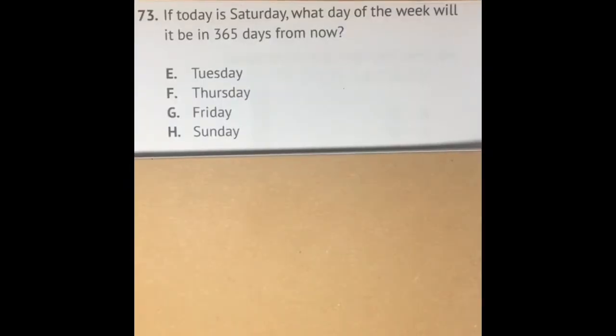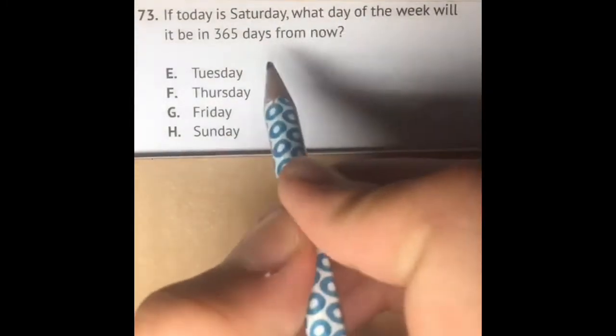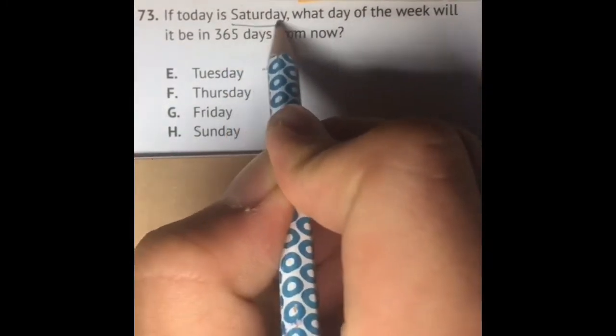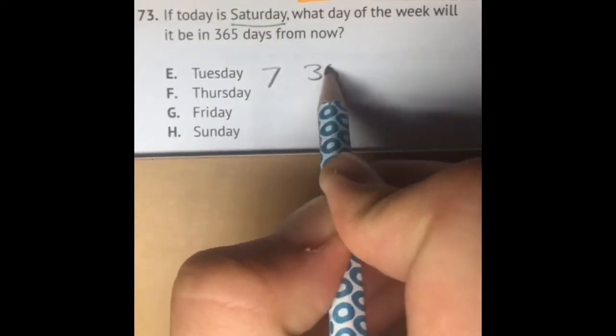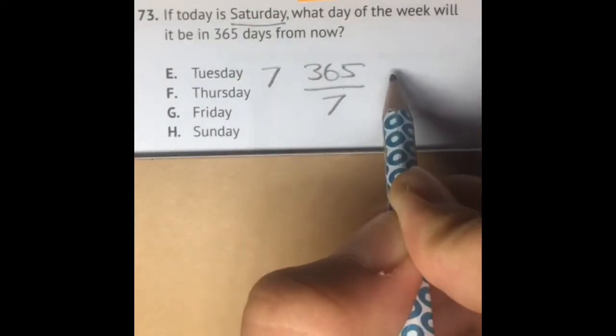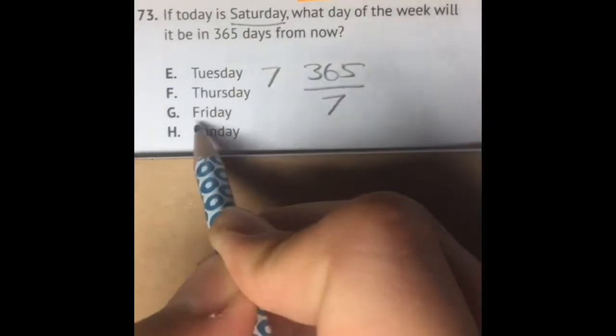If today is Saturday, what day of the week will it be 365 days from now? Alright, so we know that every 7 days, it will become a Saturday. So we do 365 divided by 7, and our remainder is 1, so the day after Saturday is Sunday.